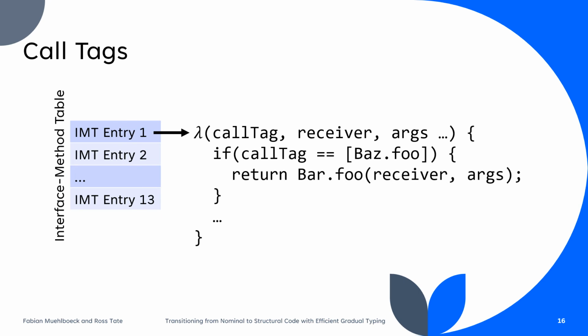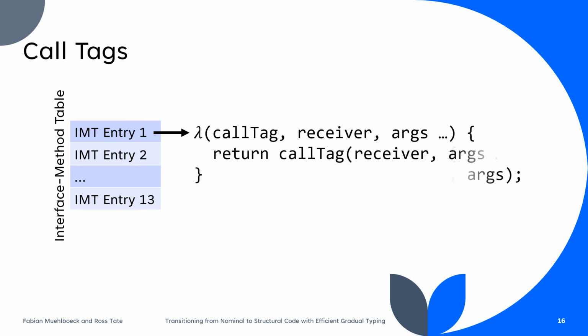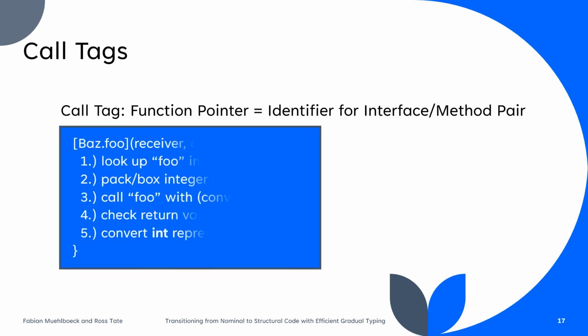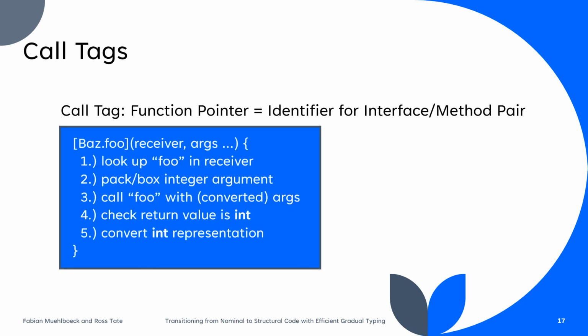Structural values also provide an interface method table, but their entries are simpler. They just tail call the call tag with the given arguments. This is possible because call tags are not just identifiers, but really function pointers that also serve as identifiers for interface method pairs. The function they point to takes care of the structural function lookup, representation conversions, and return type casts, all in an optimizable manner. This way, typed code can execute interface method calls just as in any standard nominally typed language using the interface method table technique, and structural code can also handle them reasonably efficiently.